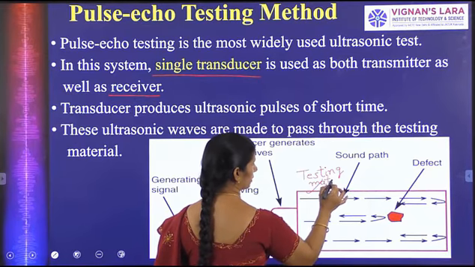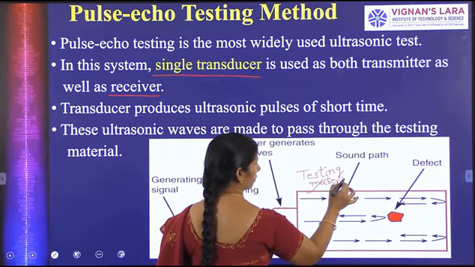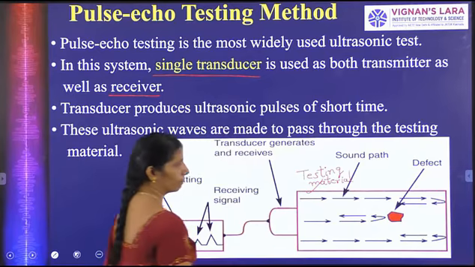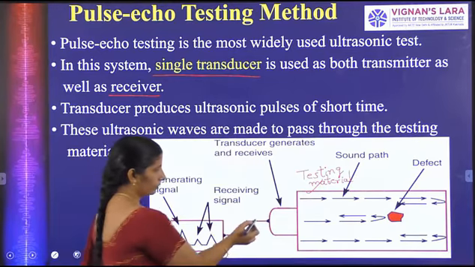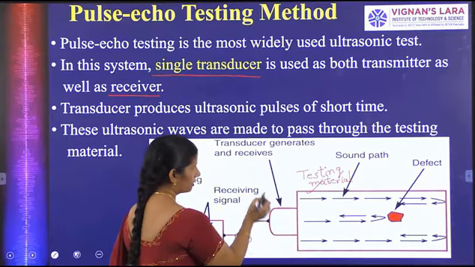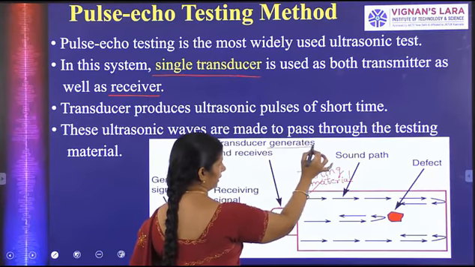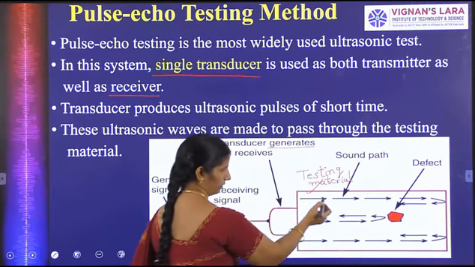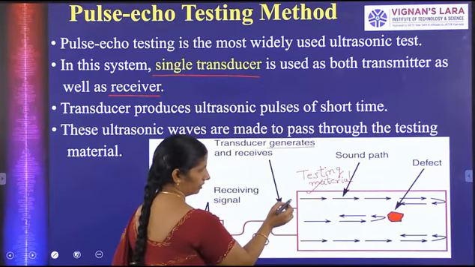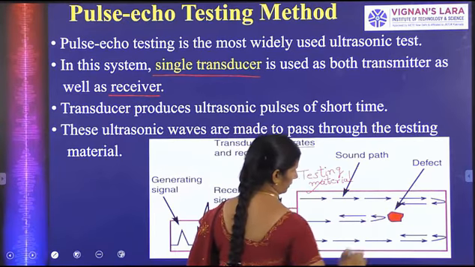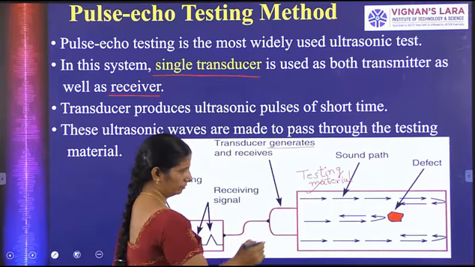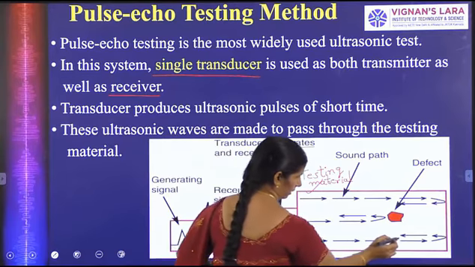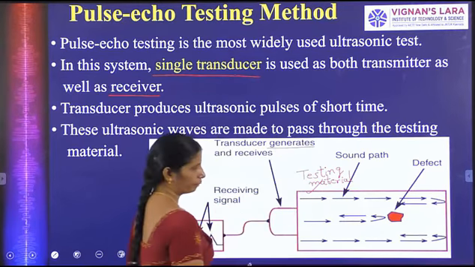Through this testing material, ultrasonic waves are passed using this transducer. This transducer acts as the generator and it generates the ultrasonic waves of short pulses. So they are passed through the testing material.